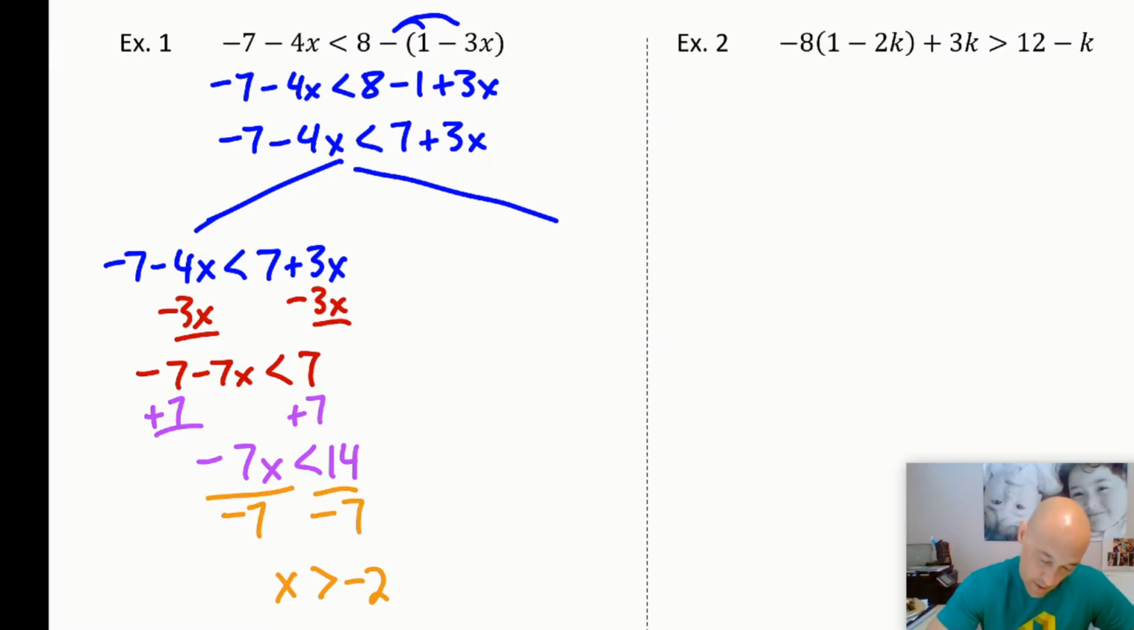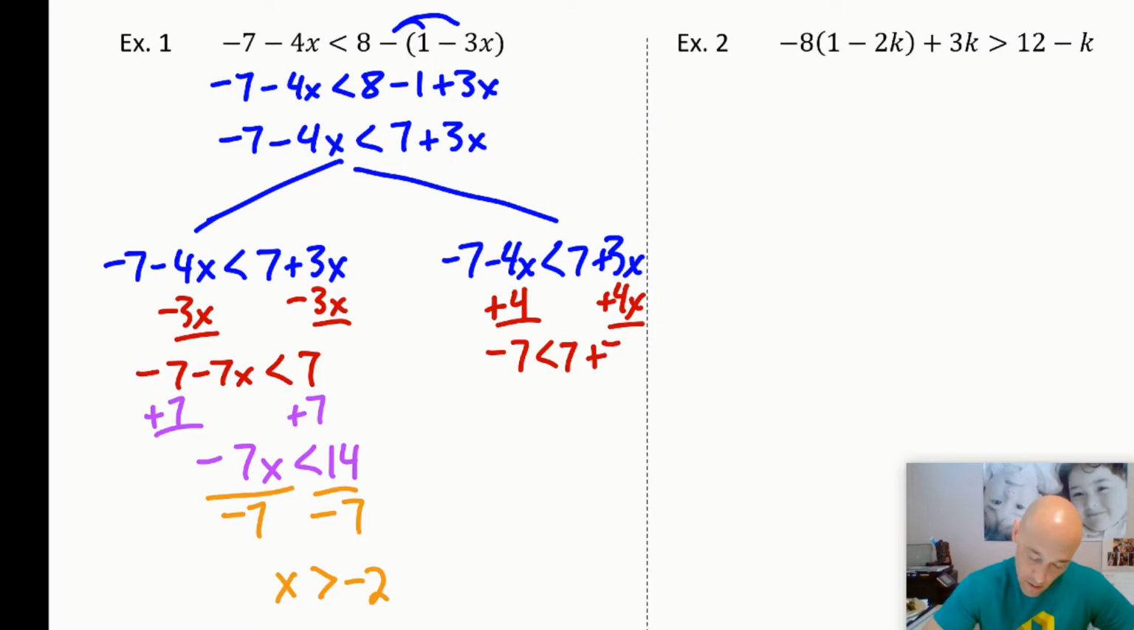The other way to do it, I'm just going to rewrite this same inequality. Now here, instead of subtracting 3x, I'm going to add 4x. And so I'm going to show you why it works that I don't have to switch now. Because my x is a positive x term. All right, so that's why it works that I don't have to switch the sign here.